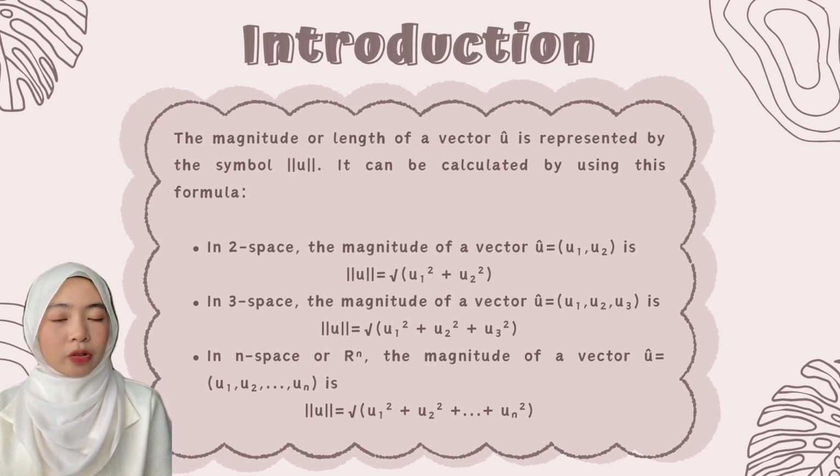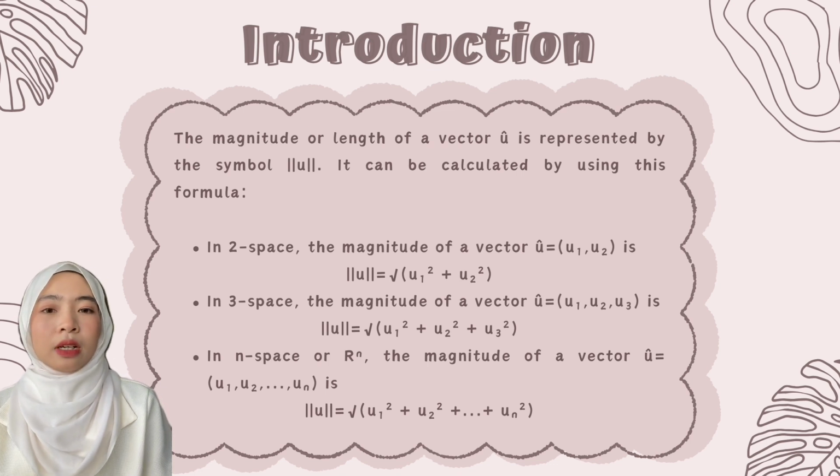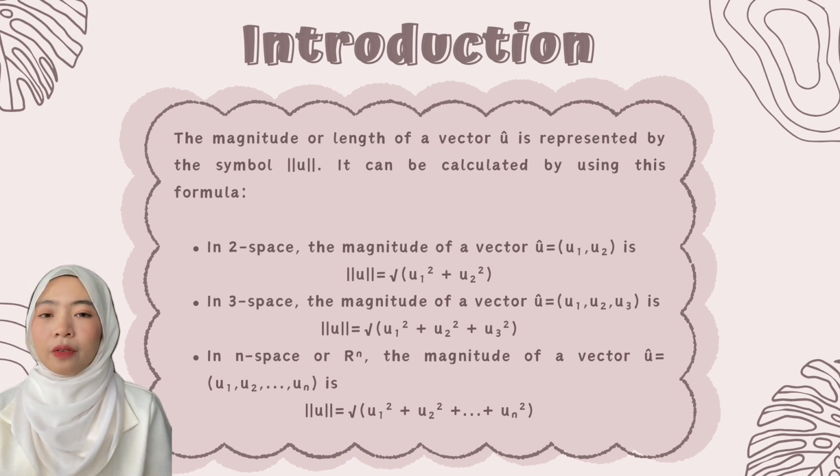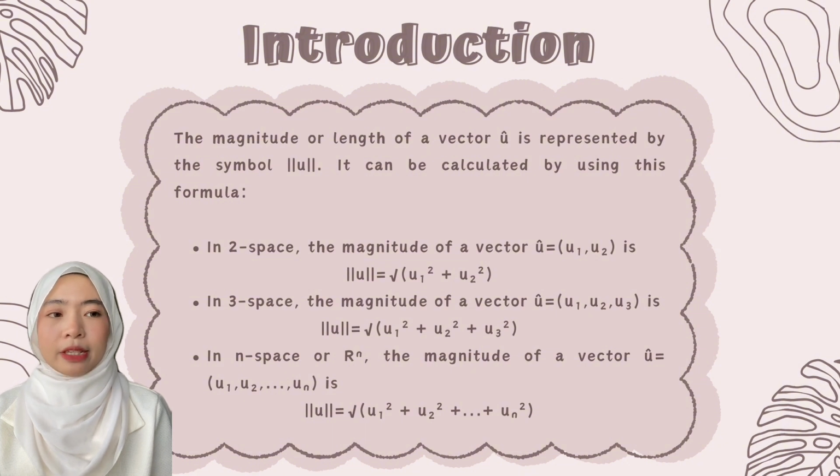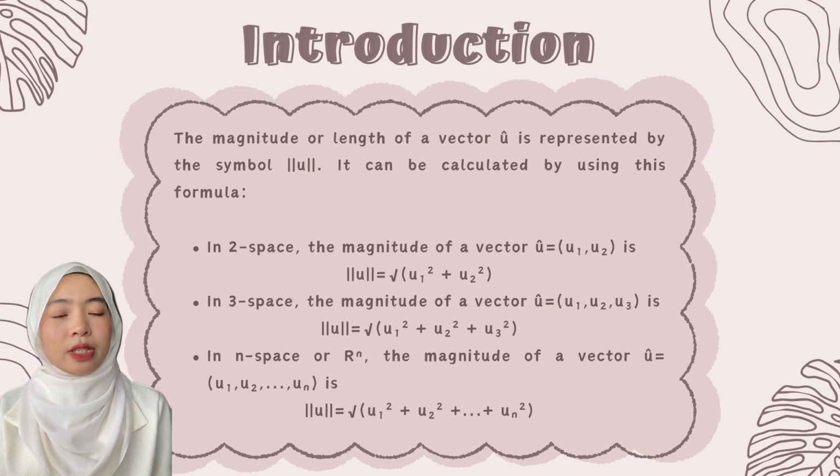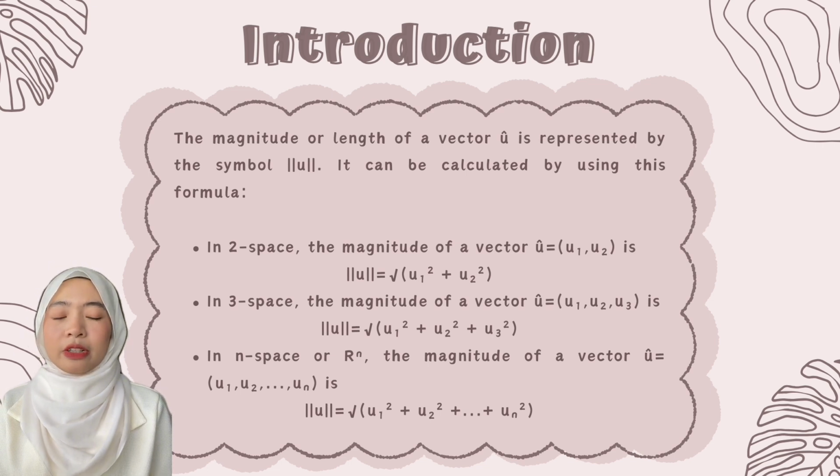Okay, moving on to the introduction of the magnitude of a vector. The magnitude, or we call it length, of a vector u is represented by the symbol ||u||, as you can see in the video. It can be calculated by using this formula. Okay, we have three formulas.